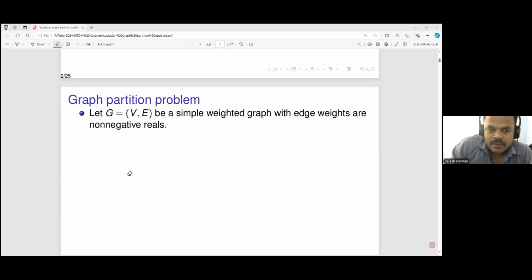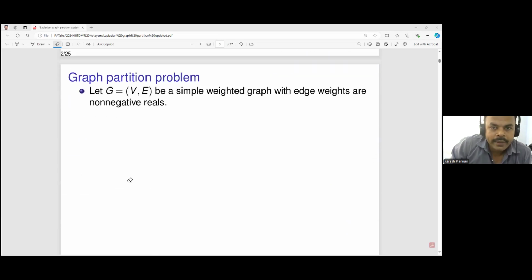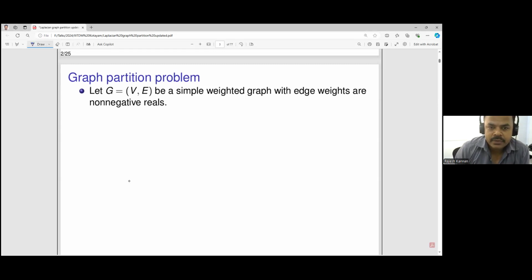So the graph partitioning problem is the following. You take a graph G = (V, E). Throughout this talk, our graphs are simple finite weighted graphs. What do I mean by that? Simple means our graph does not contain any loops or multiple edges. Weighted means every edge of the graph will have some weight, let's assume positive weights. And it's a finite graph, of course. So we don't have infinite graphs.